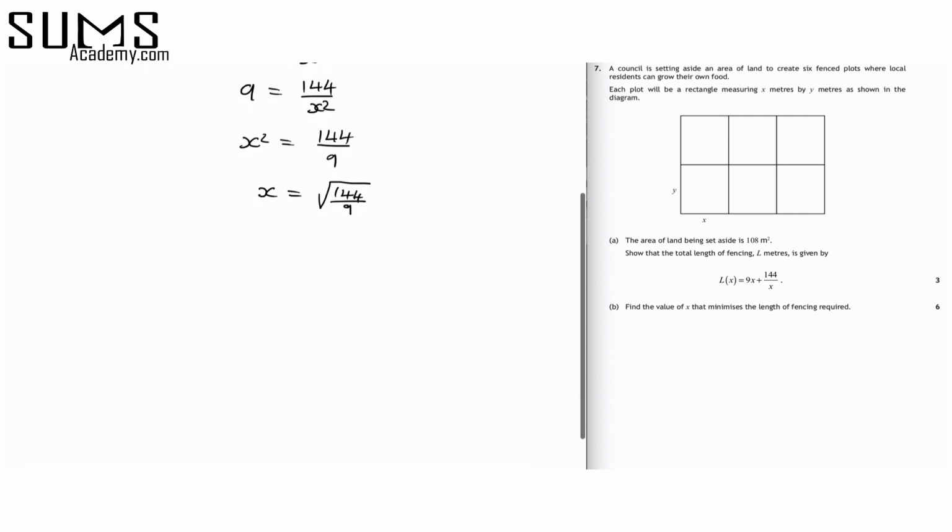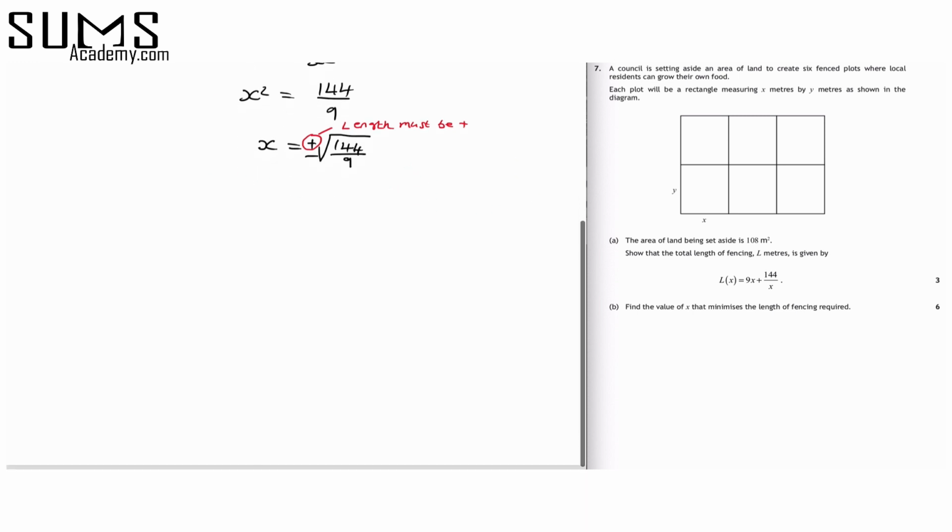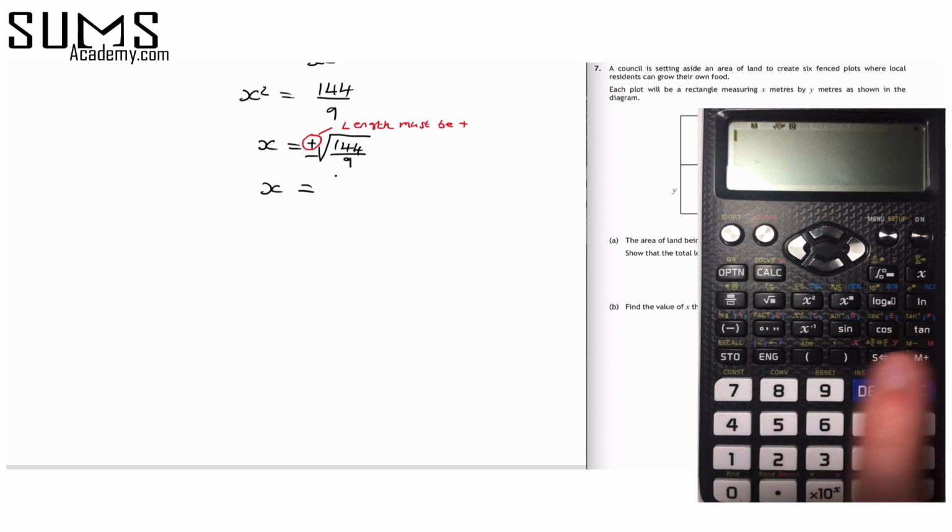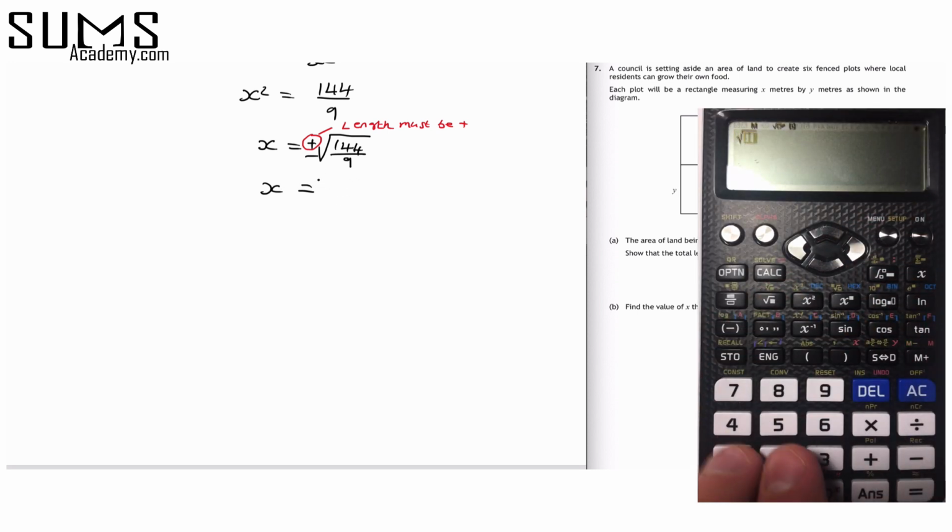Okay, and this could be plus or minus because we don't know which one it's coming from, but actually we do because we're talking about length here. It's always going to be positive because you can't have a negative length, so length must be positive. Okay, so we can just type this into our calculator. The square root of 144 over 9 equals 4. So x equals 4.